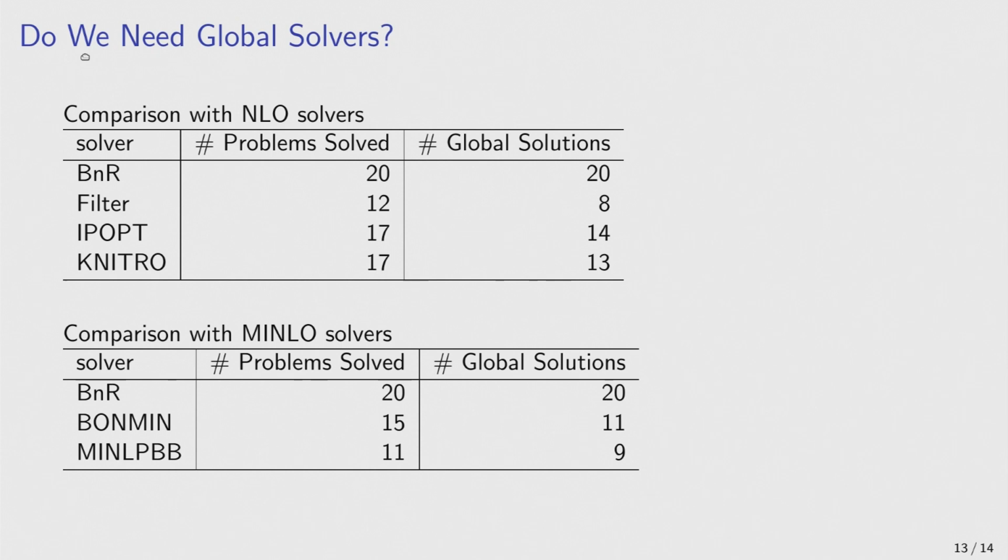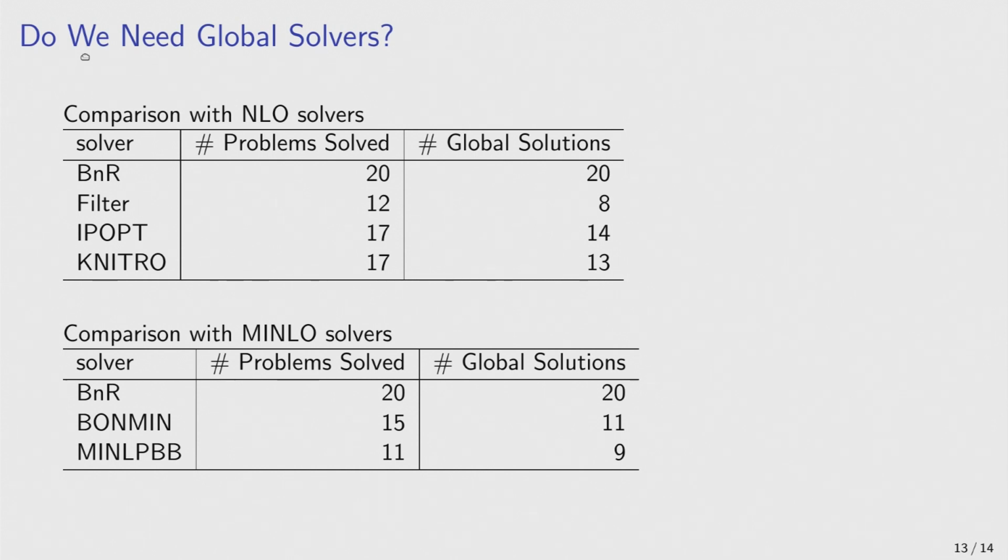So a question that you could ask is, do we really need global solvers? I asked myself that question, and I did a little experiment, and I looked at 20 problems that I just took. There were small instances that I could actually run easily. If I do something like branch and reduce, which corresponds to a global optimization solver, then I solve all of these problems and I find the global solution to all of them. This is both for nonlinear optimization and for mixed integer nonlinear optimization.